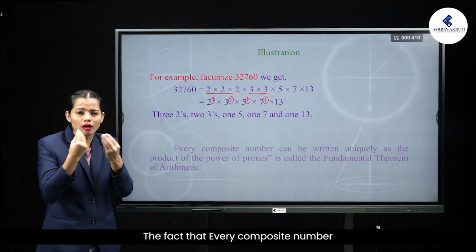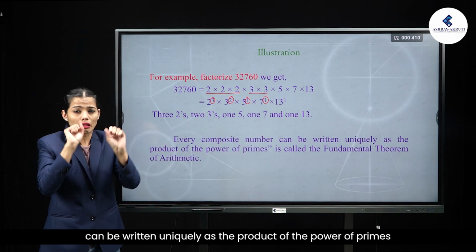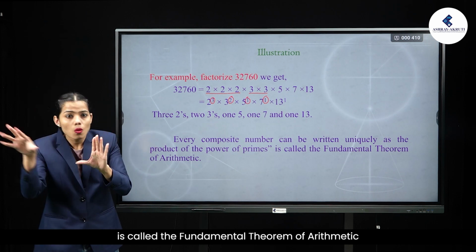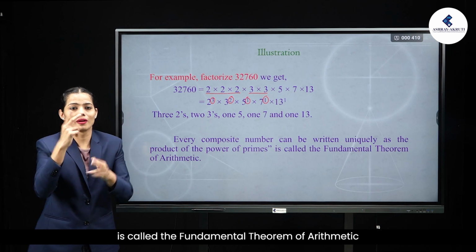The fact that every composite number can be written uniquely as the product of the powers of primes is called the fundamental theorem of arithmetic.